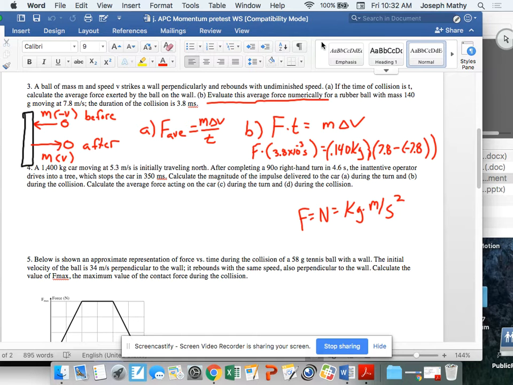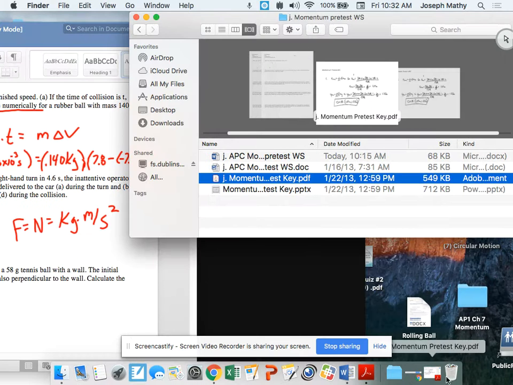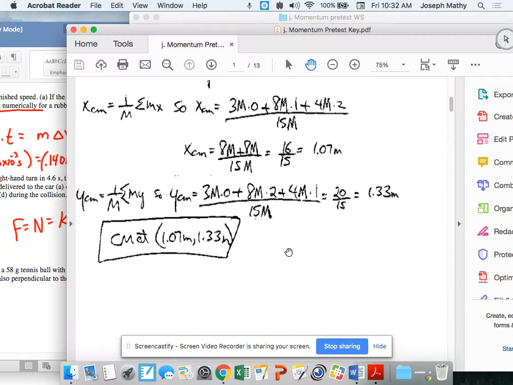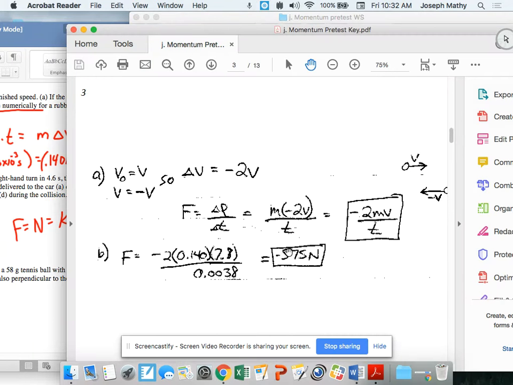Let's take a look at what my answer key has. Oh, it's down here. And this is 3. Who has 575? That's what I got. Yeah, that's the right answer. Wow. Well, Gio, what'd you do there? Did you do 0.0038? Okay. Calvin, nice job. You didn't screw it up.